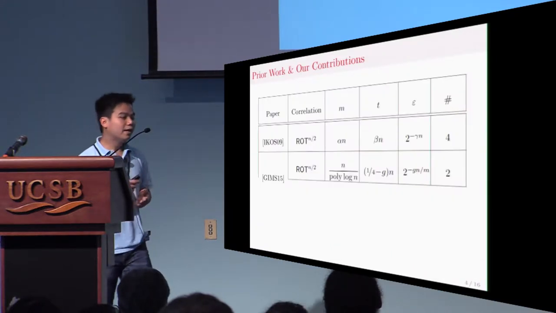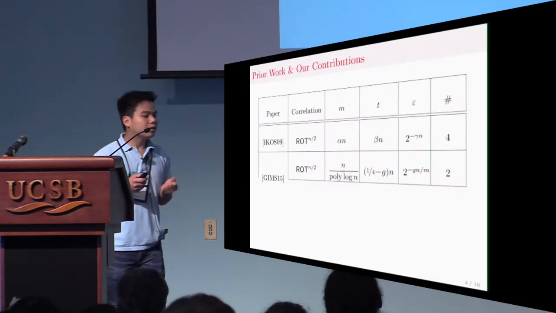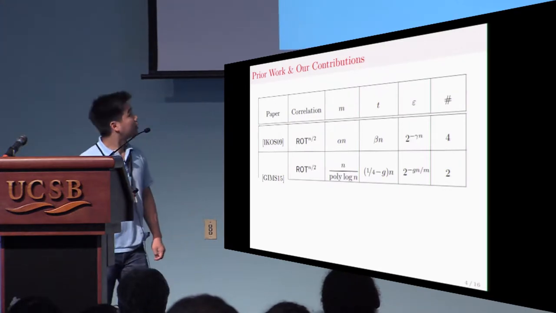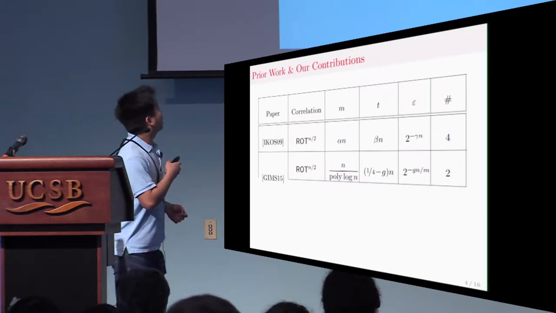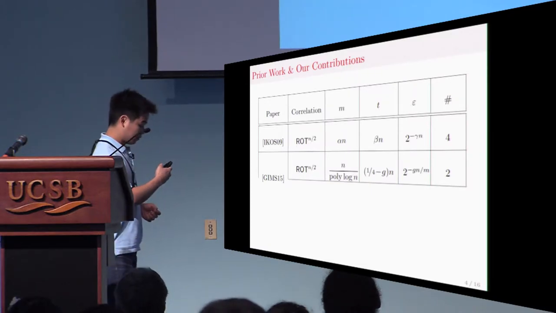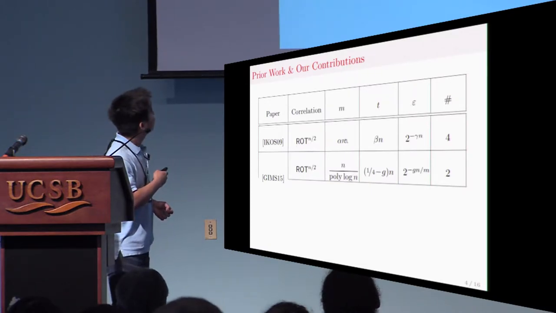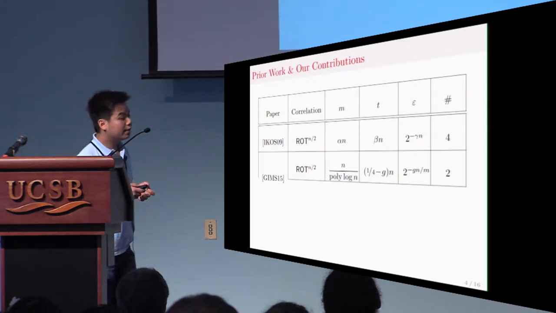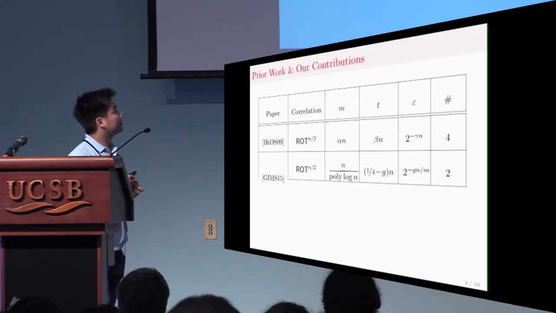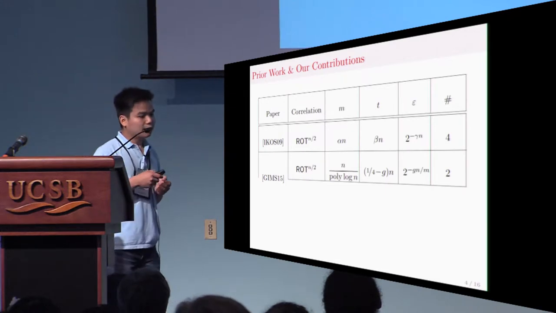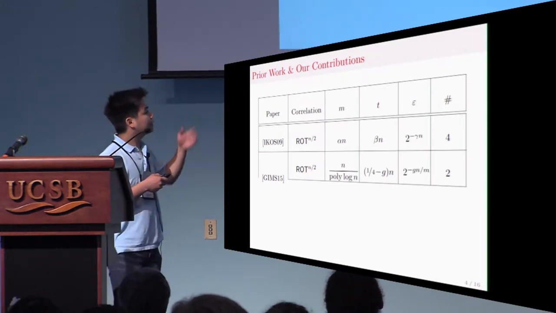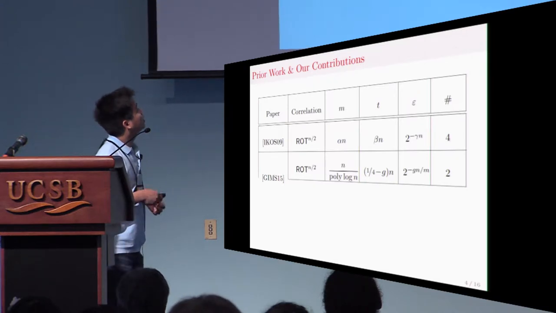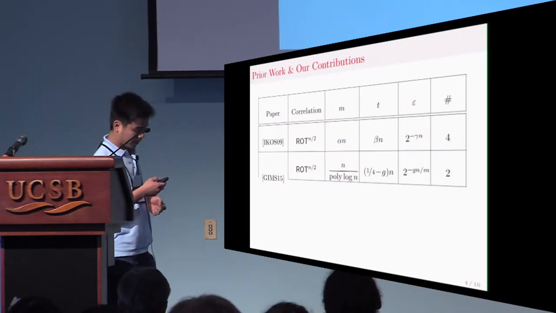With that in mind, let me briefly summarize prior work and our contributions. In this table, n is the size of the secret set, m is the production rate, t is the leakage resilience, and epsilon is the simulation error. And the last column is the number of rounds of the correlation extractor protocol.